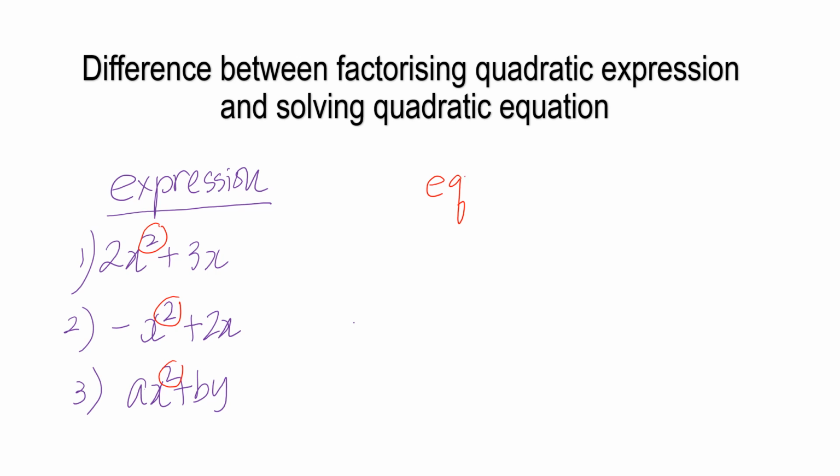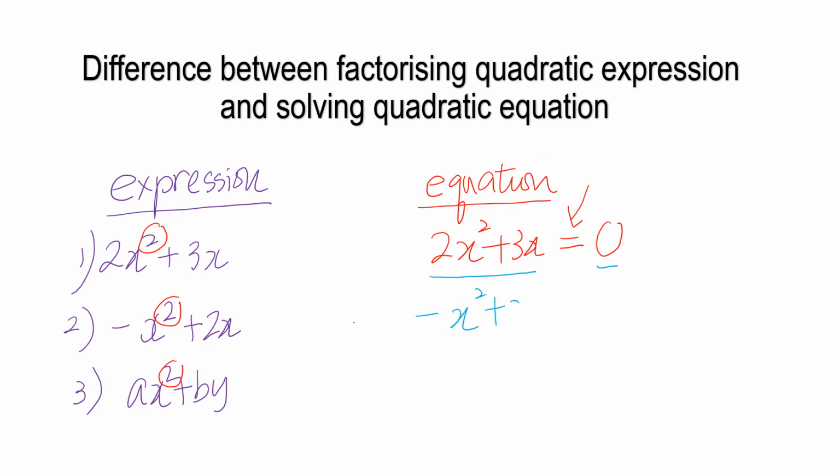So if it's an equation, then you need to have an equal 0. Can you see? An equation usually has a left side and a right side. So this is the left side and this one is the right side. So if you look at the next one, negative x squared plus 2x is the left side. There must be an equal sign in the middle equals to the right side, or ax squared plus by equals to 0. So that's the difference between expression and equation, so you must get it right.